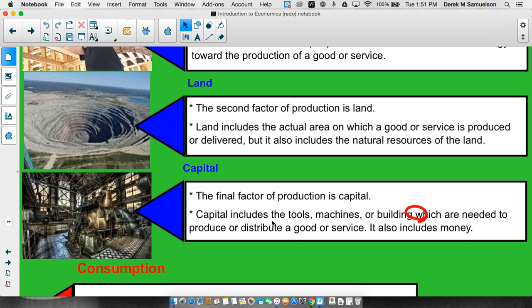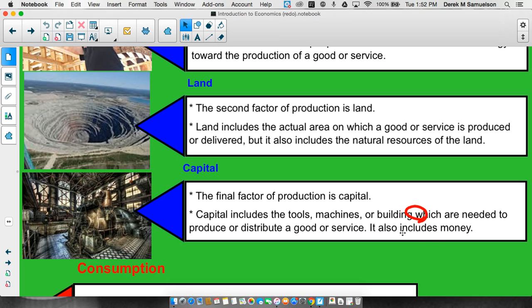All right, the third factor of production is capital. Capital includes tools, machines, or buildings which are needed to then produce a good or service. So all of your tools, that's capital. All of your machines, that's capital. All of your buildings, except for the buildings that you're building, are capital. Your factories, those are your capital. That's the building that you're building things in. The schoolhouse, where I'm sitting right now, is capital for the school department of Pontiac. All right, this is all capital because this is where those goods and services are produced.